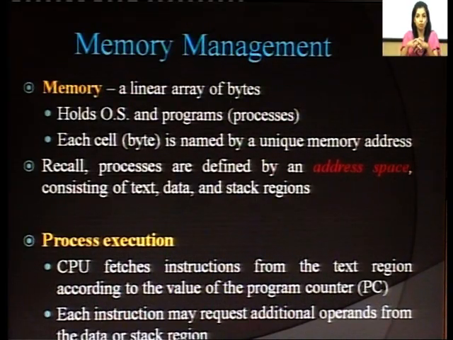In program execution, the CPU fetches instructions from the text region according to the value of the program counter. Each instruction may request additional operands from the stack region.